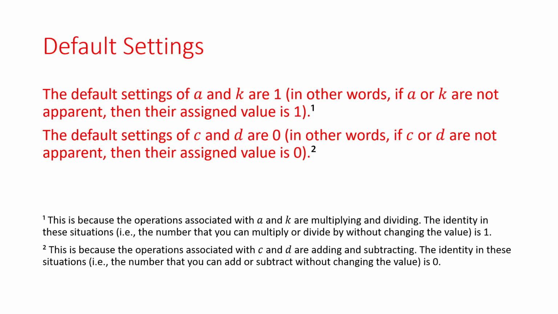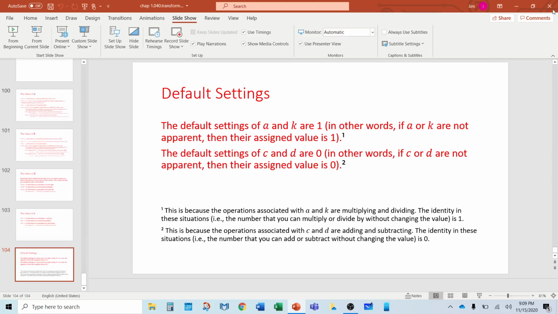The default settings of c and d are 0. And why is that? Footnote 2. This is because the operations associated with c and d are adding and subtracting. The identity in these situations, i.e. the number that you can add or subtract without changing the value, is 0. And that is the end of your discussion of transformations.